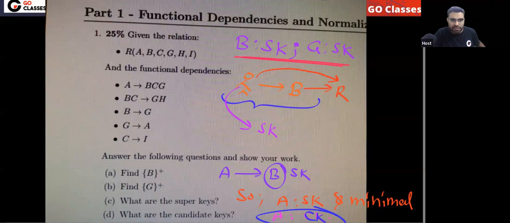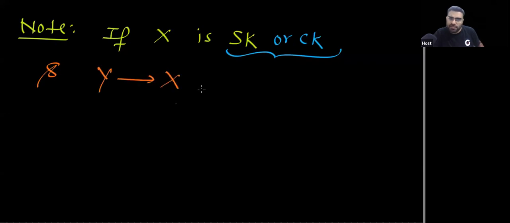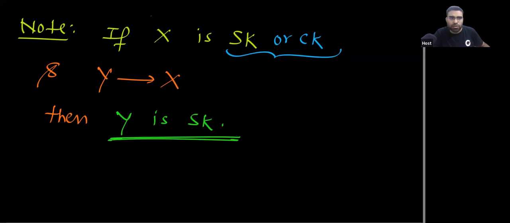So what rule can I say? If you already know that X is a super key, every candidate key is a super key. Yes or no? If you already know that X is a super key, and let's assume Y determines X, then what can I say about Y? Then Y will be a super key. You cannot say candidate key. We cannot say that Y will be a candidate key.